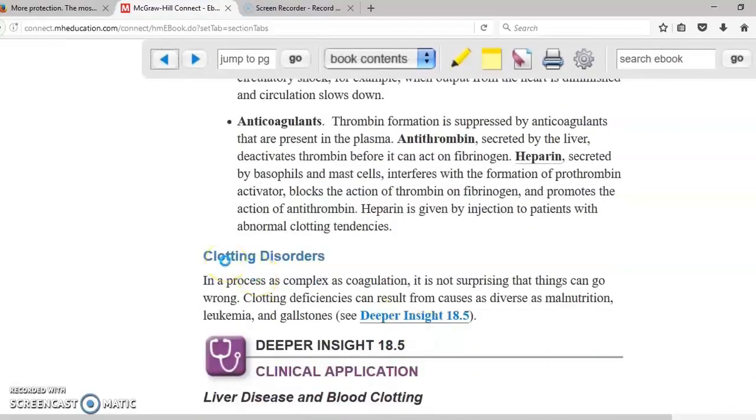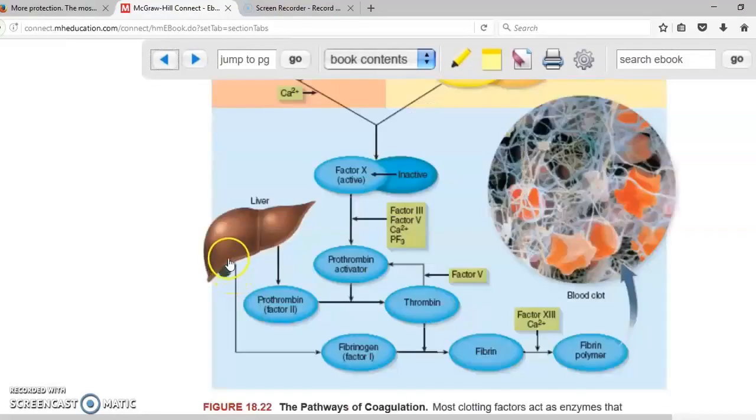And then after that, we have clotting disorders. There's multiple different kinds of clotting disorders, such as hemophilia, for example. Also, the liver produces many coagulating factors. So any disease affecting the liver will affect the coagulating factors. Many clotting factors need vitamin K in order to be created. And vitamin K needs bile from the gallbladder to get absorbed.